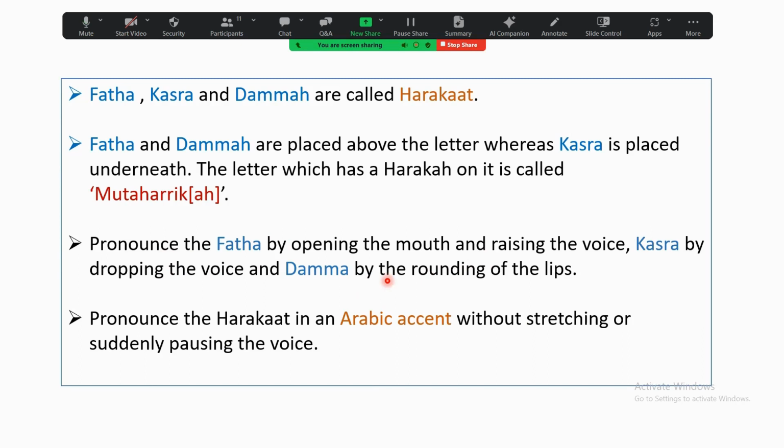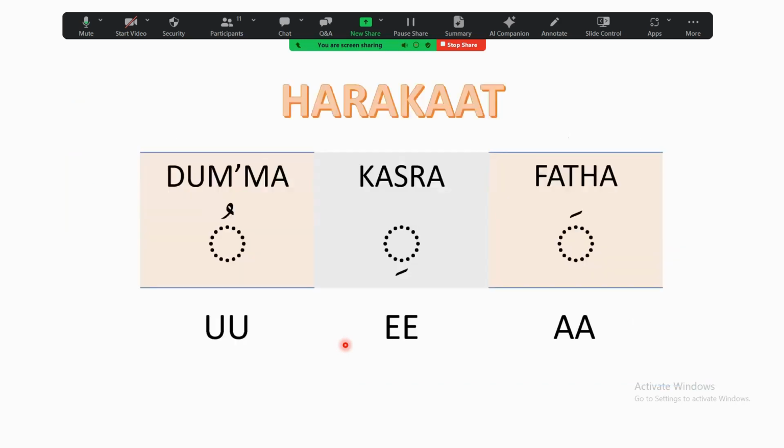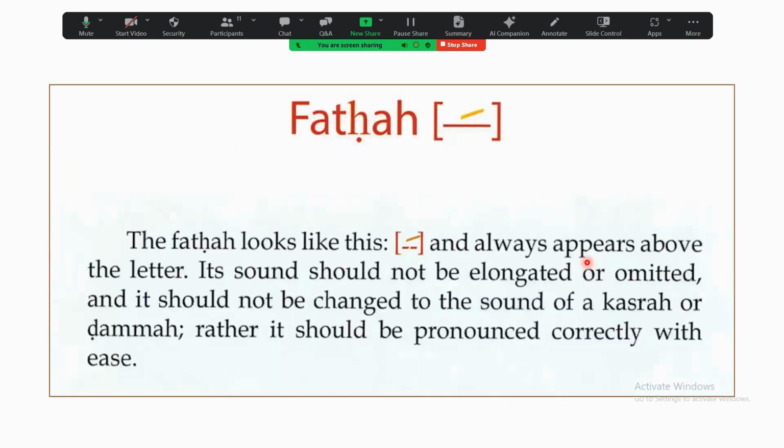The last point is to pronounce the harakat in an Arabic accent without stretching or suddenly pausing the voice. We are not supposed to say it for too long, and we don't say it too short either. We have to articulate these in a balanced way. Neither too long, nor too quick. Okay, so these are just simple points.